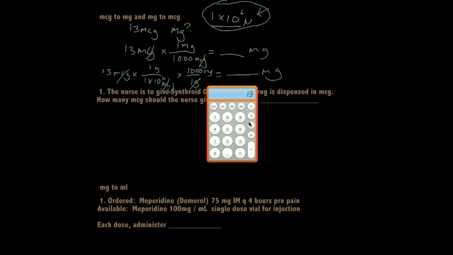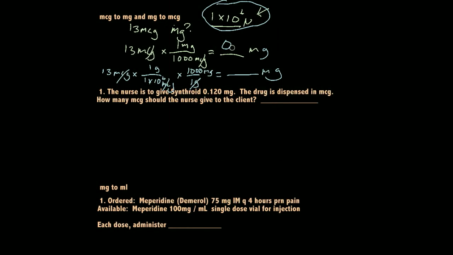So 13 micrograms times, for every 1 milligram, we have 1,000 micrograms. That leaves us with 0.013 milligrams. So this is a weight. Milligrams is a weight, so I'm going to go out to the thousandth place, round to the hundredths place. 3 is less than 5, so I'm going to have 0.01 milligrams.